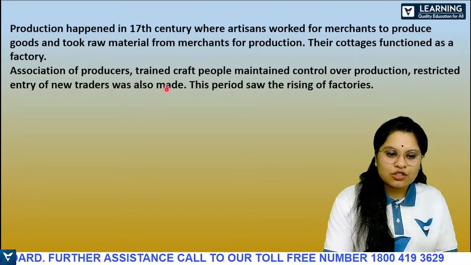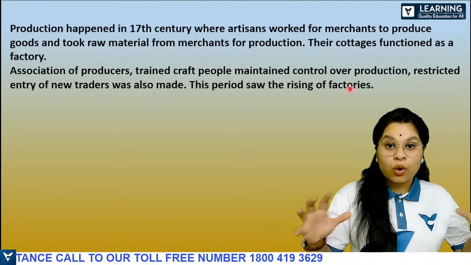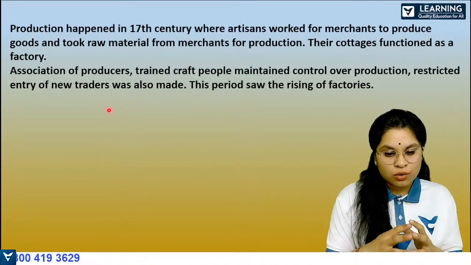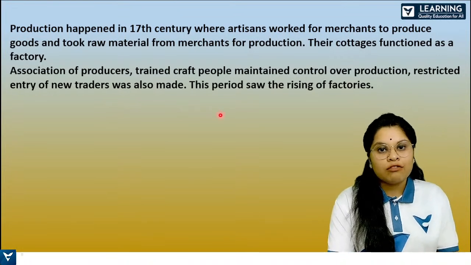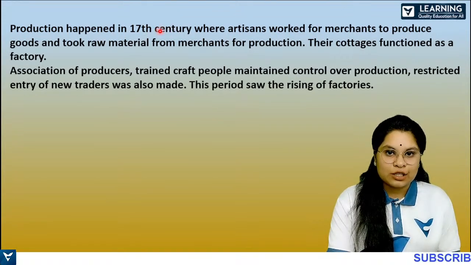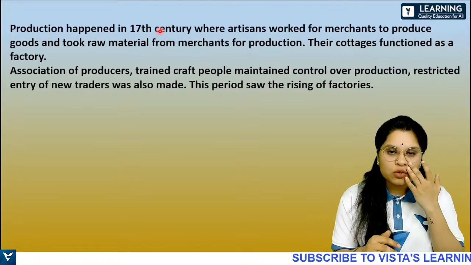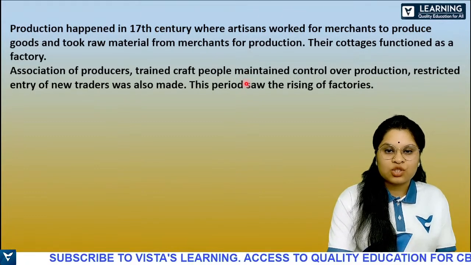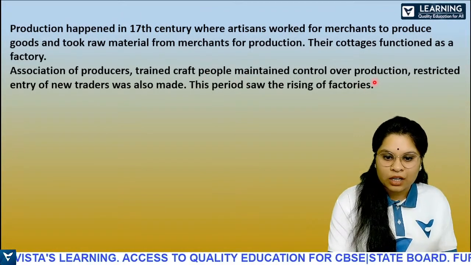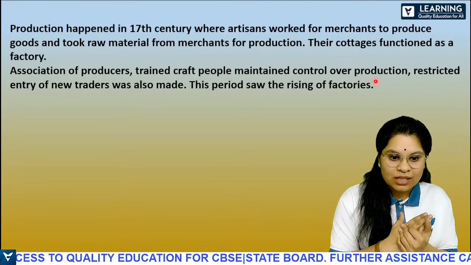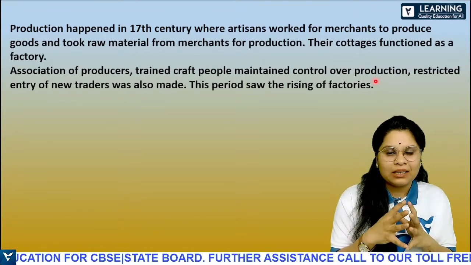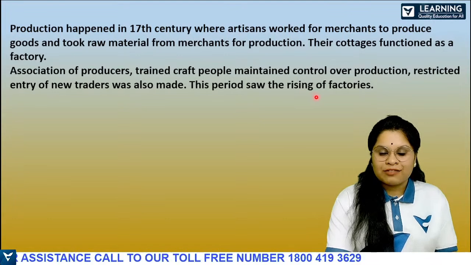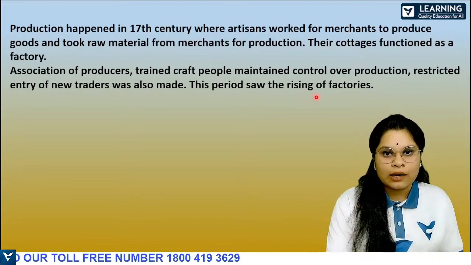Association of producers, trained craftspeople, maintained control over production. Restricted entry of new traders was also made, and this period saw the rise of factories during the 17th century. With all these features, they took care that overproduction was not happening and people were trained better. So they were trained, overproduction was not happening, and there was restricted entry for traders. All these things gave them a lot of benefits, and that is how factories started rising during this period.